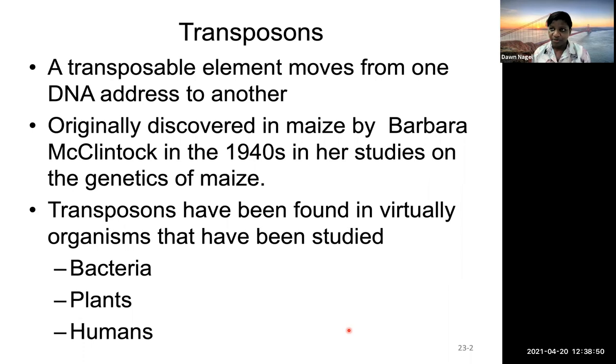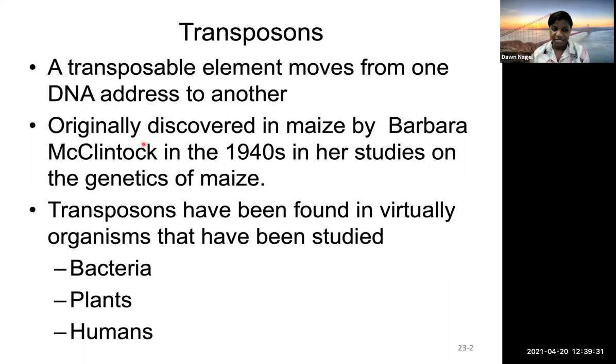So there are other repetitive sequences that are normally present within organism genomes. And one important type of repetitive element is referred to as transposons. Transposons are unique in the sense that they're able to move from one location in your DNA to another location in your DNA. So it can move from one part of your chromosome to another part of your chromosome. And for that reason, they were referred to as mobile elements, right? They're mobile, so they can move.